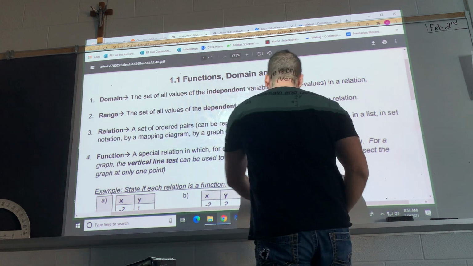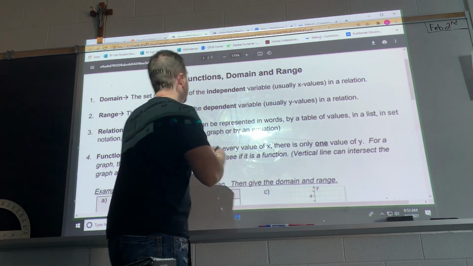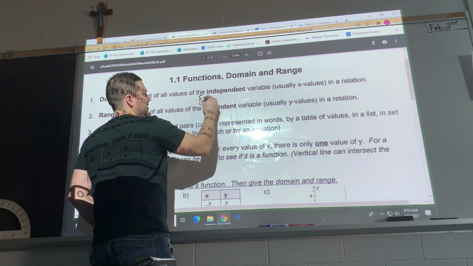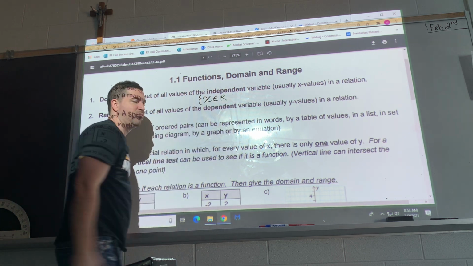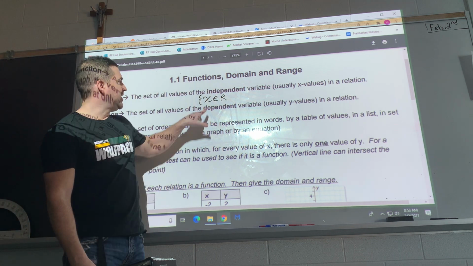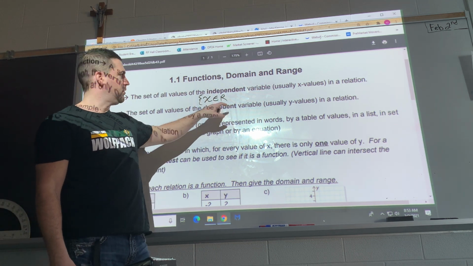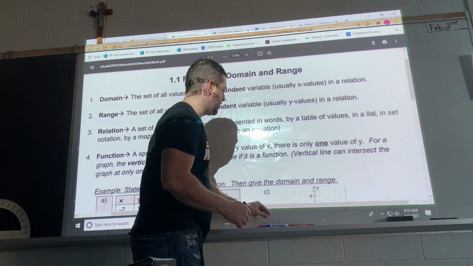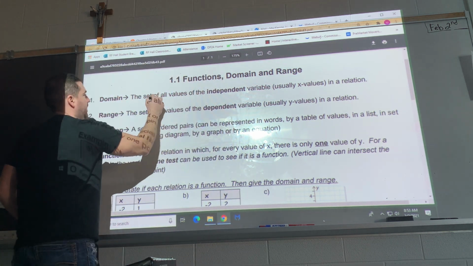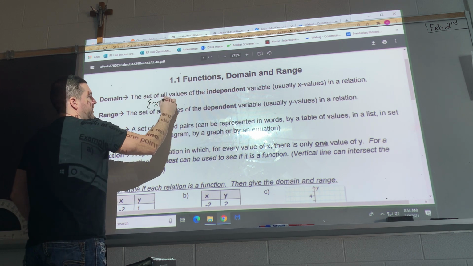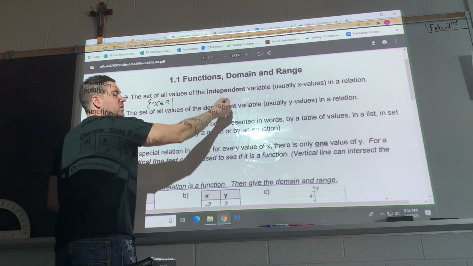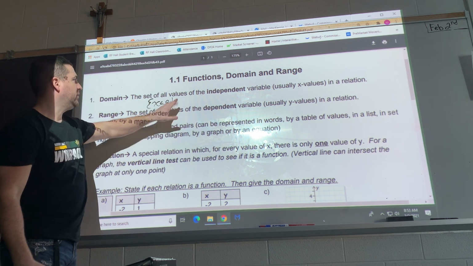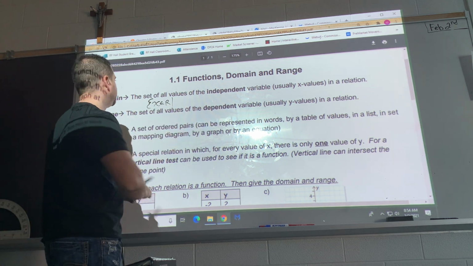So what we do when we're doing domain, I'll write this after. We write in brackets x ∈ ℝ, so that means x is any real number, or element of the reals. And then you usually state your restrictions if there are any. So if there are any restrictions, we would state them here.